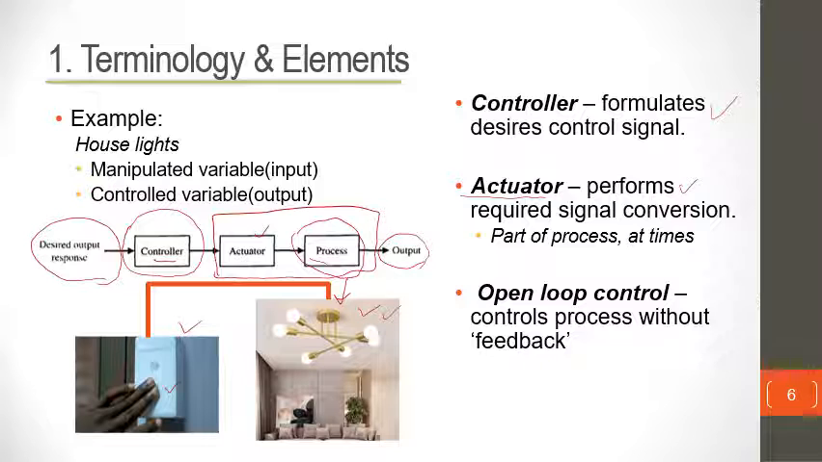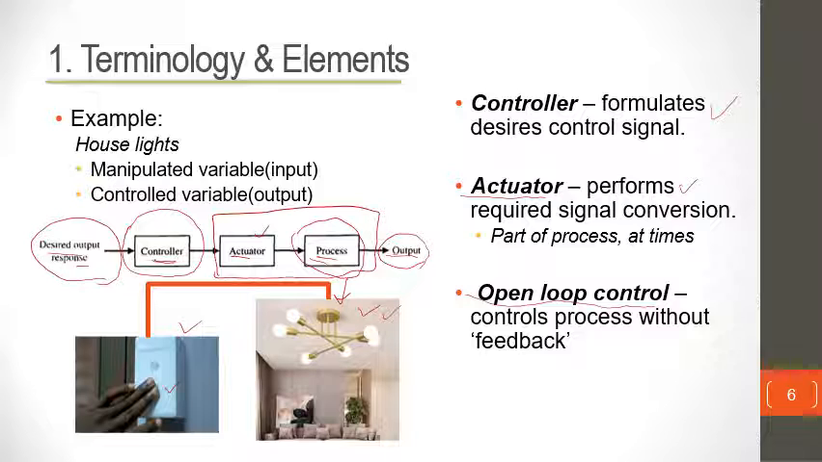Now, what we are observing here, actually, is the series of cause and effect from the desired output response through to the controller, sending the signal to the actuator, sending it to the process to give you the desired output. This is a type of what we call an open loop control system. An open loop control system is a system which simply controls the process without any feedback.